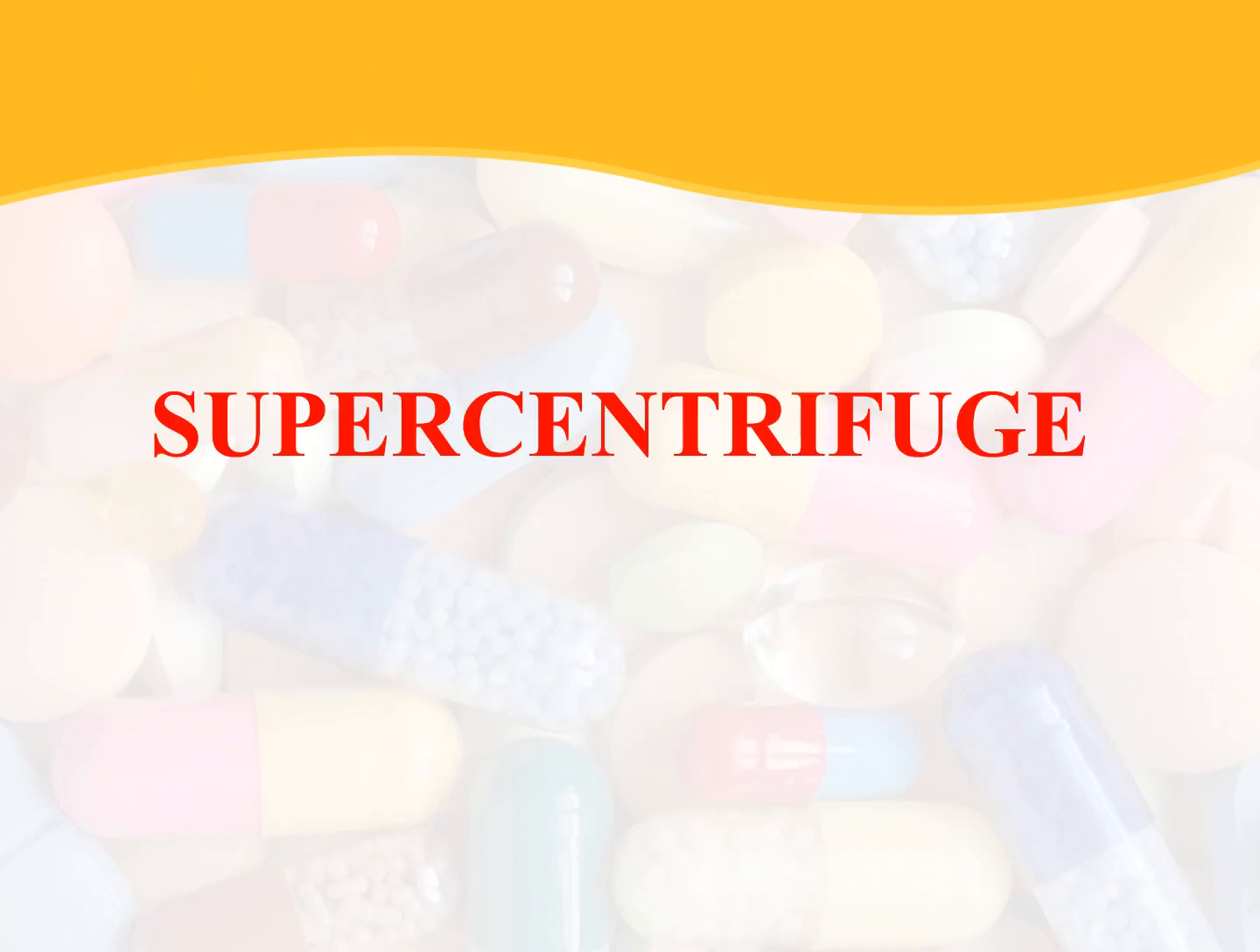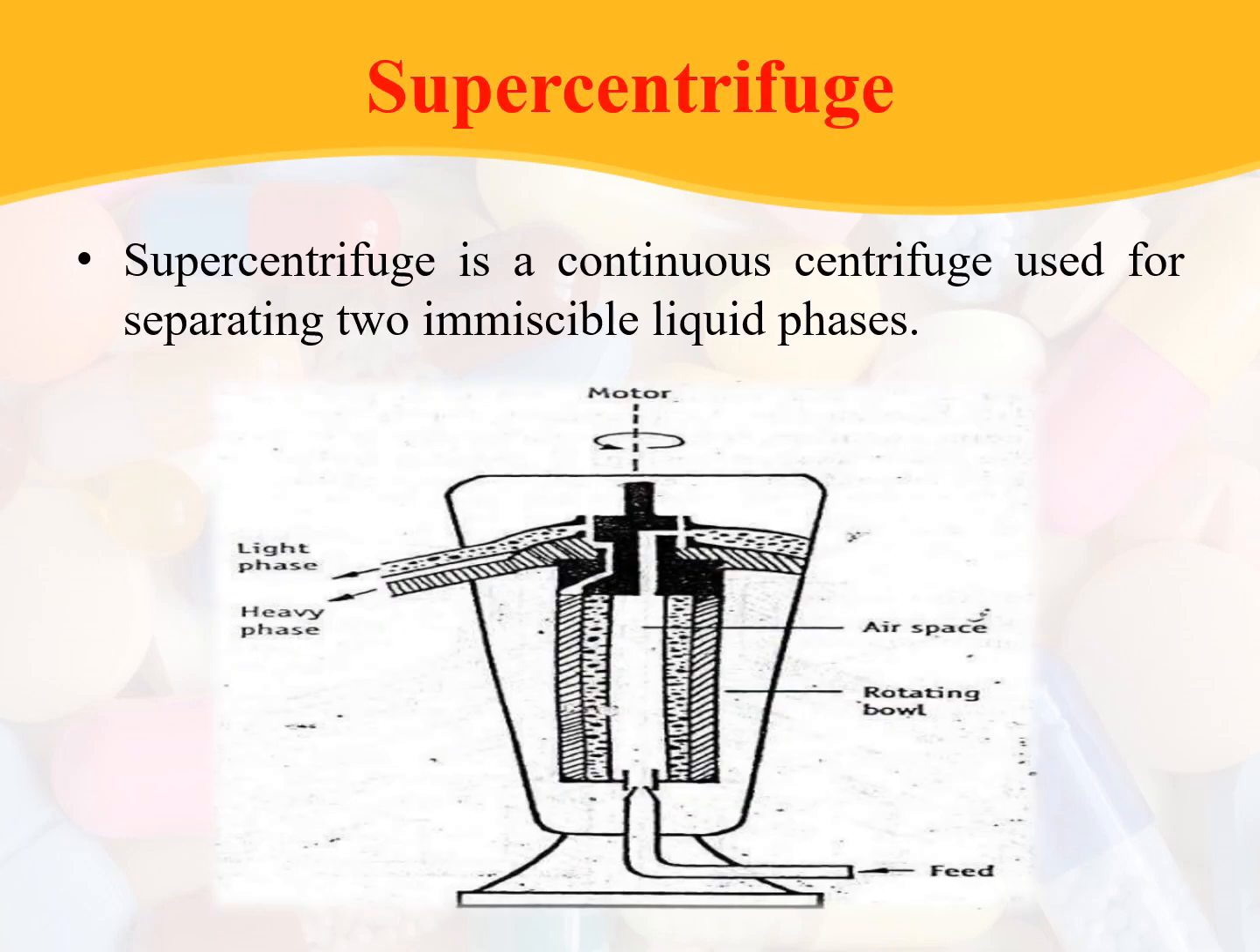Coming to the next type, that is the supercentrifuge. The supercentrifuge is a continuous centrifuge used for separating two immiscible liquid phases. Here you can see the diagrammatic representation of the supercentrifuge. This is the light phase of the liquid and this is the heavy phase of the liquid. This is the motor, and this is the air space, rotating bowl, and this is the feed through which the slurry enters.